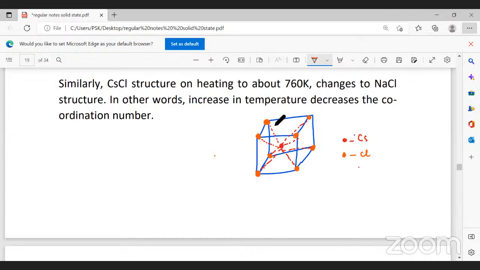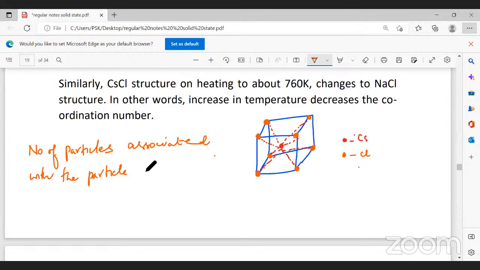Yes, sir. Now what is this coordination number? In case of solids, the number of particles associated with a particle which is under reference is called the coordination number. It's represented by the letter Cn.